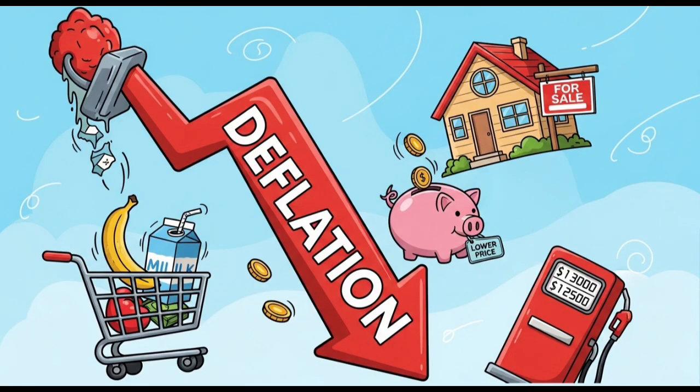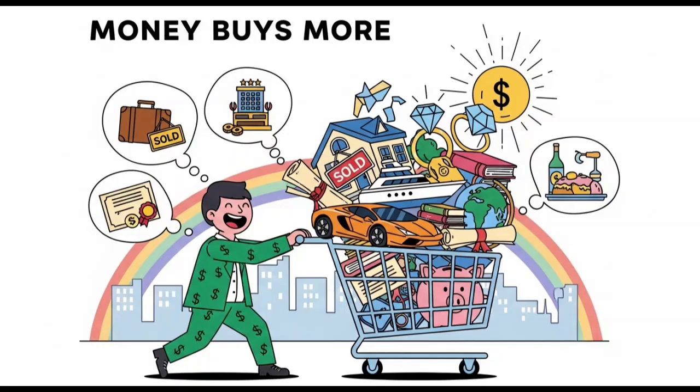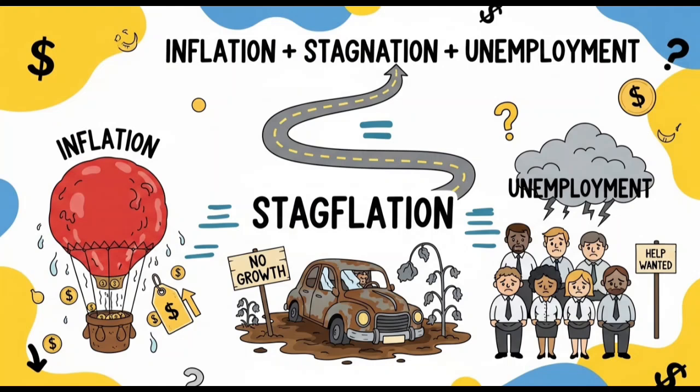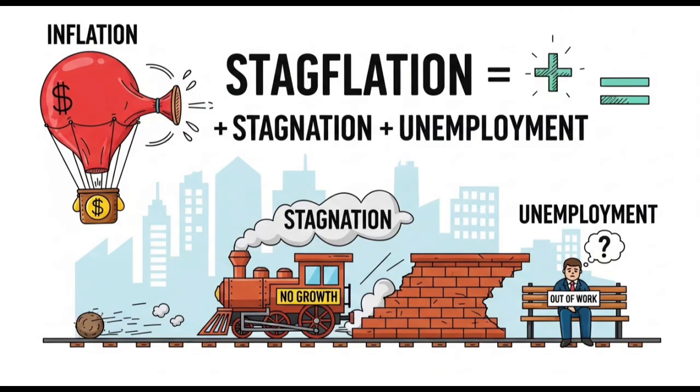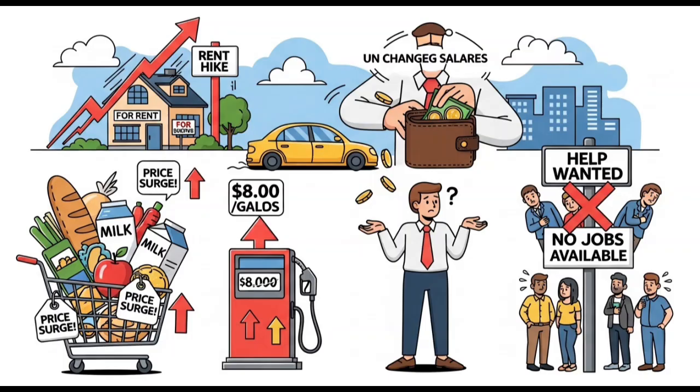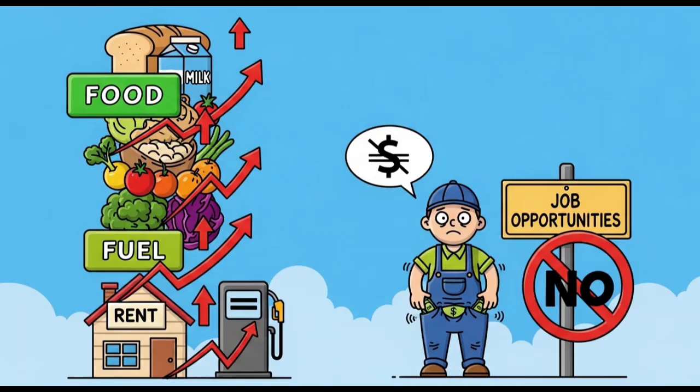Deflation means the general decrease in prices. Money buys more than before. For example, this year the price of a mobile is $500, but next year the same mobile phone price is $400. Stagflation equals inflation plus stagnation, no growth, plus unemployment. Prices go up, but the economy does not grow. For example, prices of food, fuel, and rent increase. Jobs are not available, salaries remain the same.